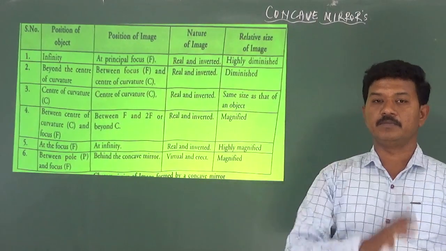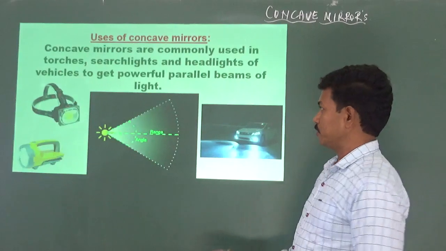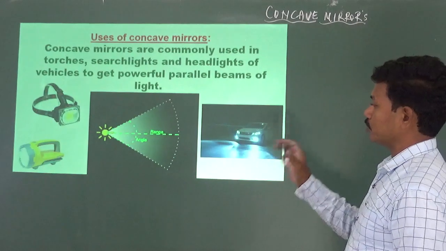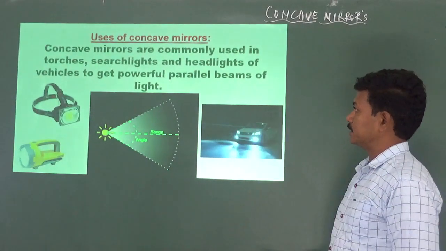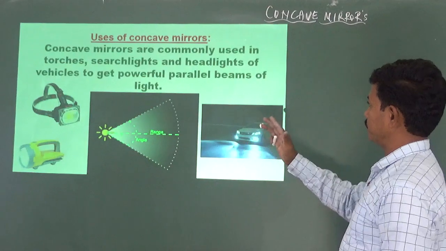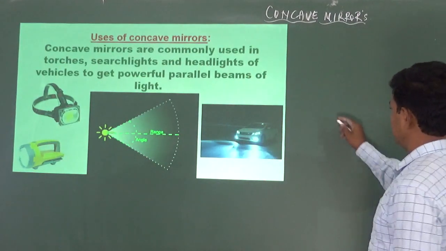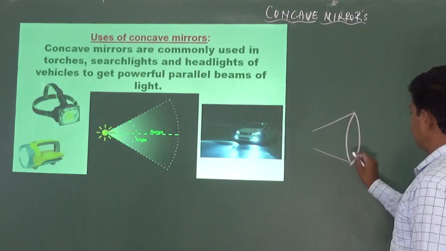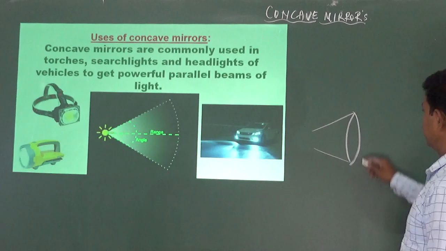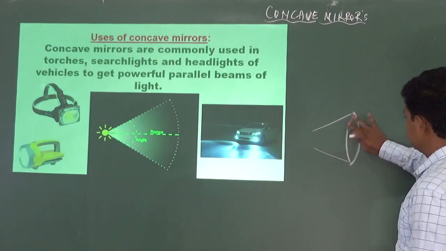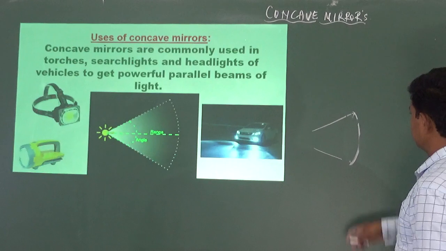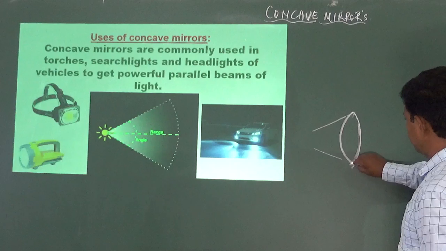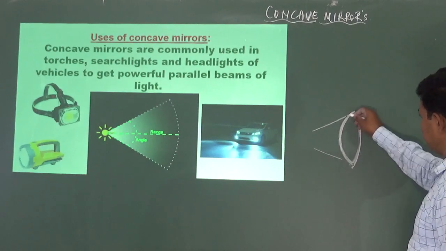Uses of concave mirrors. Among them, first, concave mirrors are commonly used in torches, searchlights and headlights of vehicles to get powerful parallel beams of light. For example, if you take this as the headlight of a particular vehicle, inside the headlight you will have a concave mirror.